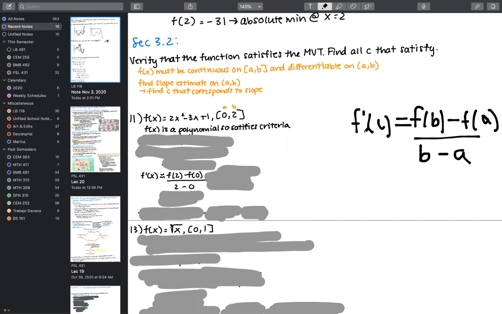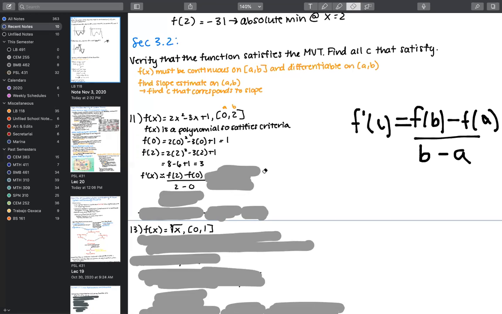So this looks like that change in y over change in x formula. It's y2 minus y1 over x2 minus x1. And so what we want to do is estimate this, and then find the C value that corresponds. So we're first going to find what f of B and f of A are. So f of A in this case is f of 0. So we just plug in and we get that it's equal to 1. F of B in this case is f of 2, and that is equal to positive 3.